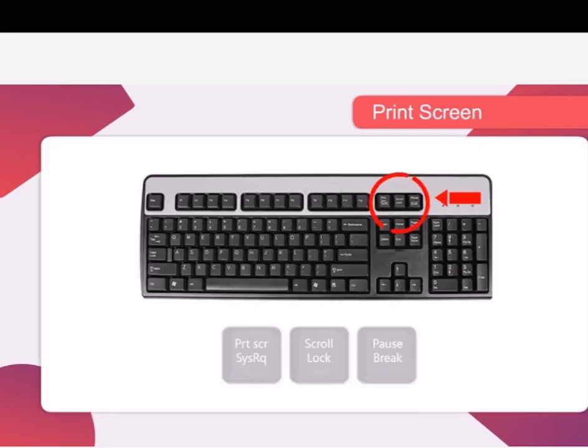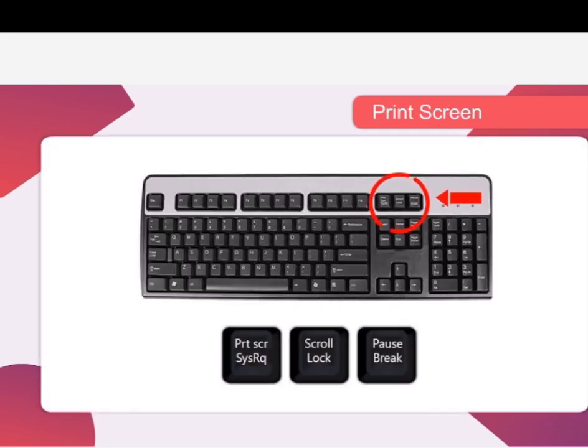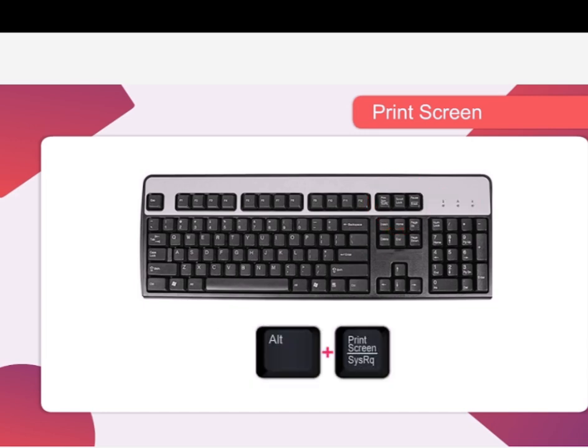On the top right-hand side of the keyboard are three keys marked Print Screen, Scroll Lock, and Pause Break that are rarely used by beginners. Some programs like Windows use the Alt plus Print Screen keys to obtain screen captures.